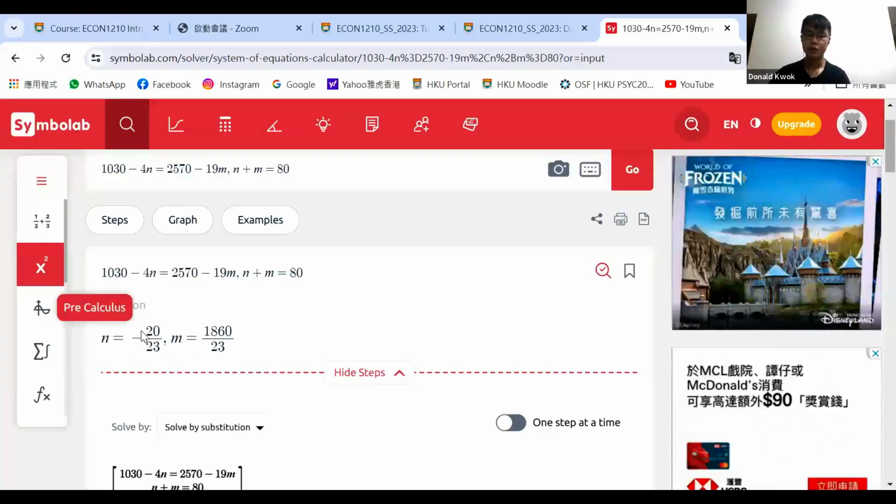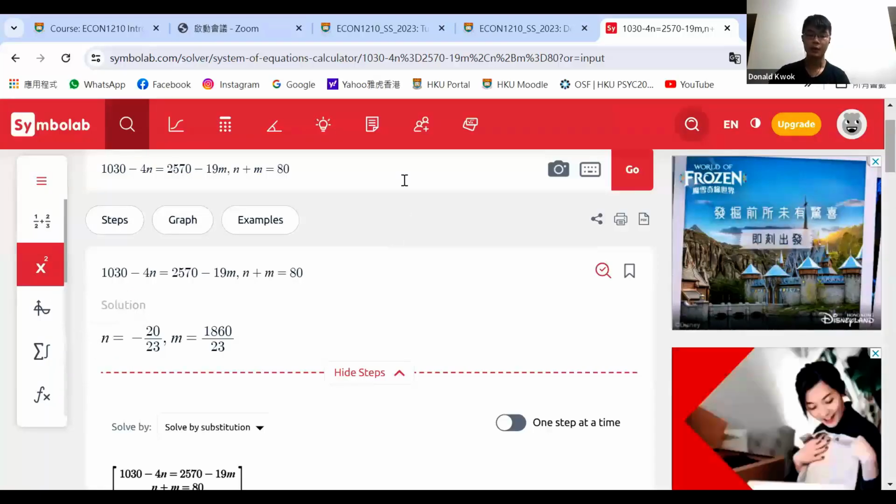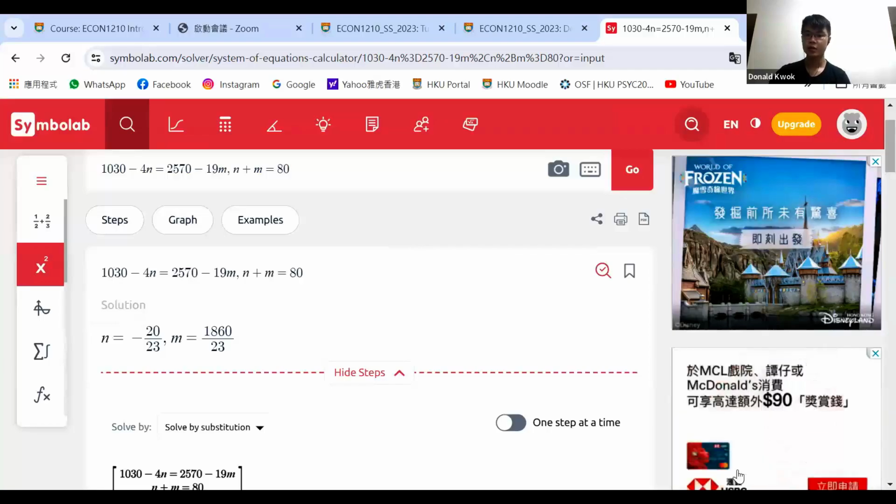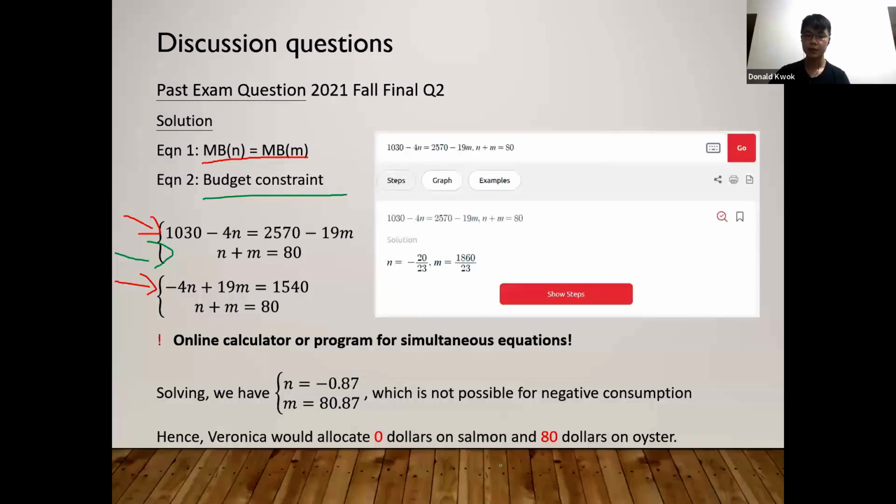We have a negative solution for n, and this is not logical, because we cannot spend a negative dollar amount on a good. So the closest solution that we can attain is to allocate nothing on salmon and allocate everything on oyster: $0 on salmon and $80 on oyster as the optimal point of consumption. And how can we interpret the negative value of n? It simply means that the marginal benefit from oyster is always greater than the marginal benefit for salmon for the first $80.